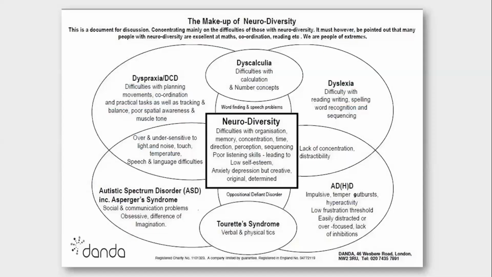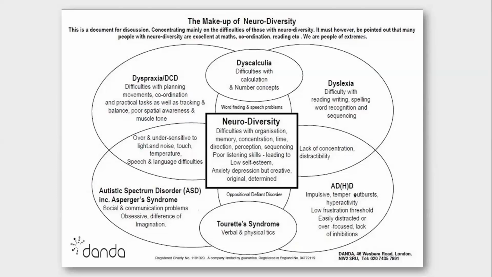Now, all these difficulties or neurodivergencies I have just mentioned might co-occur, which means we might have students who have ADHD and also dyslexia, or a combination of things. They don't always occur in isolation.